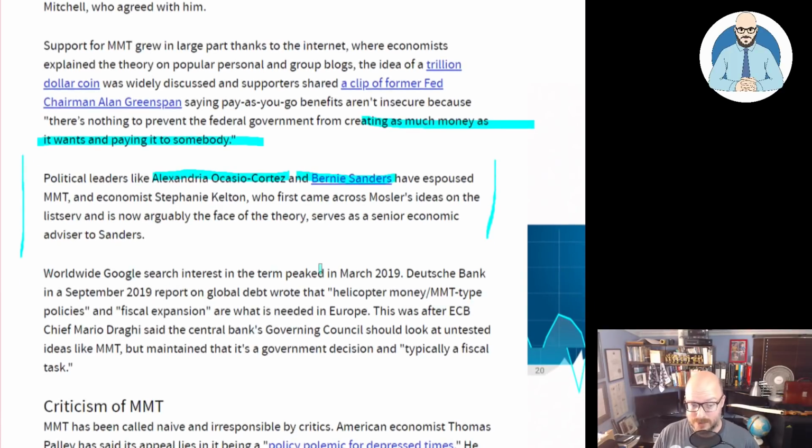Worldwide Google search interest in the term peaked in March 2019. Deutsche Bank, in a September 2019 report on global debt, wrote that helicopter money, MMT-type policies, and fiscal expansion are what is needed in Europe. This was after the ECB chief, Mario Draghi, said the central bank's governing council should look at untested ideas like MMT, but maintain that it's a government decision and typically a fiscal task.